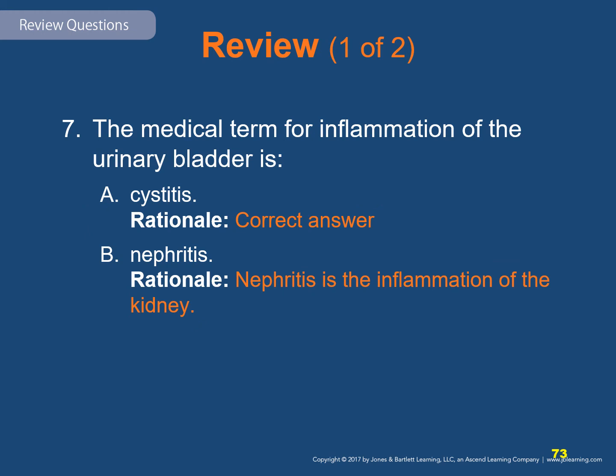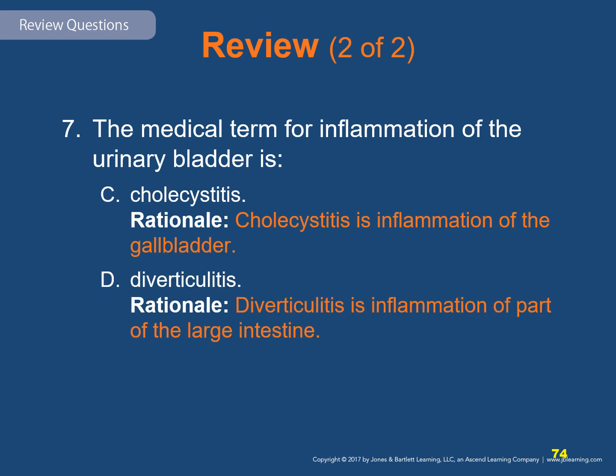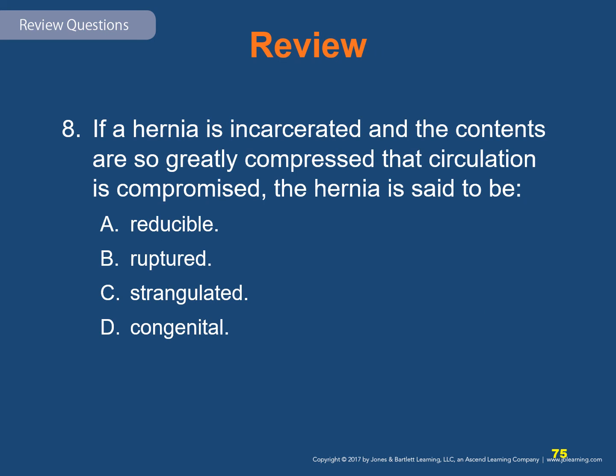Now, since we defined all of the other terms, cystitis, which obviously is the correct answer, and nephritis, I'm not going to review them here again. And we also reviewed cholecystitis and diverticulitis, so it would be redundant for me to repeat them again here. So let's move on to number 8. If a hernia is incarcerated and the contents are so greatly compromised that the circulation is compromised, the hernia is said to be A, reducible, B, ruptured, C, strangulated, or D, congenital.